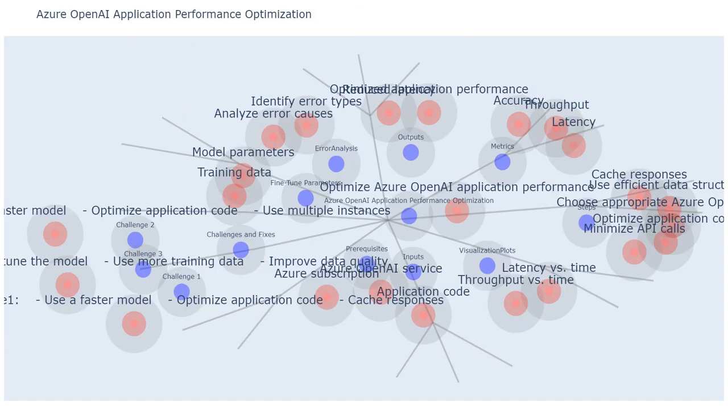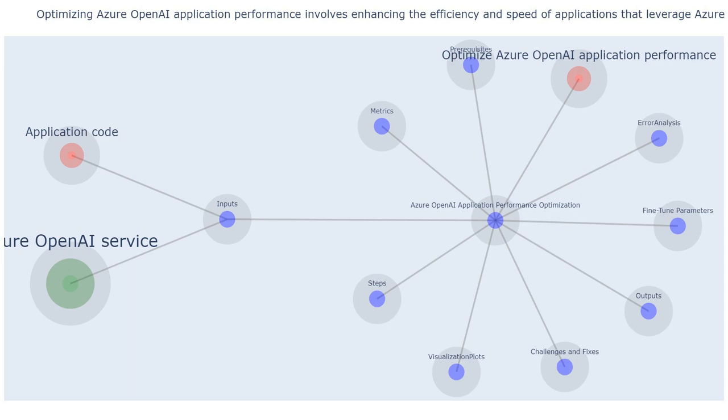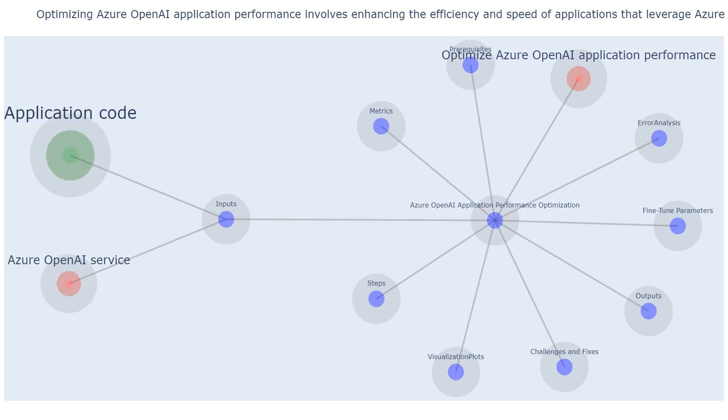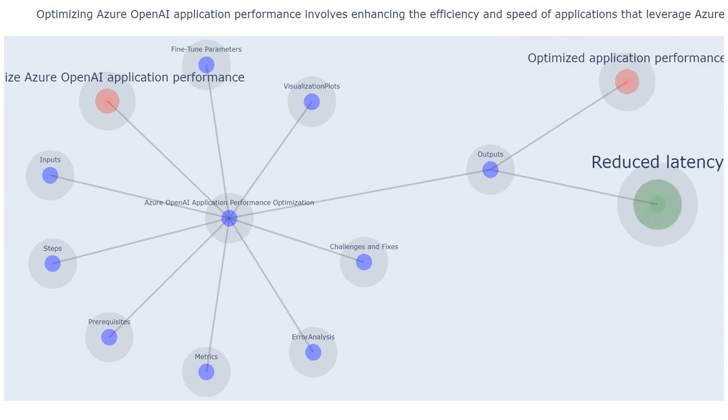Optimizing Azure OpenAI application performance involves enhancing the efficiency and speed of applications that leverage Azure OpenAI services. This includes minimizing latency, maximizing throughput, and ensuring high accuracy of the AI models. Inputs. Azure OpenAI Service. Application code. Outputs. Optimized application performance. Reduced latency.